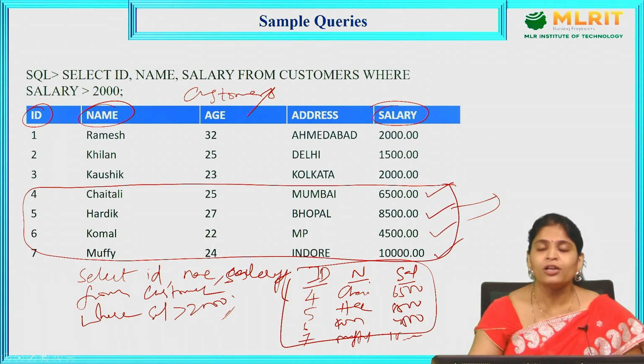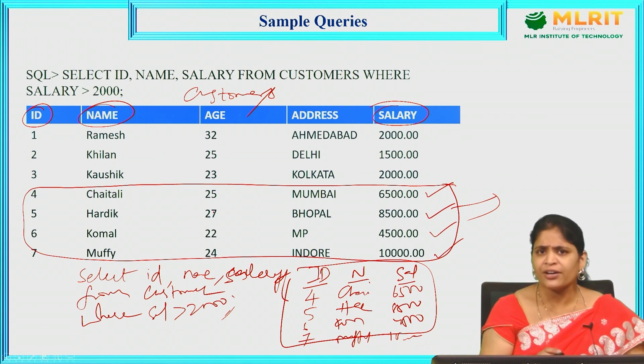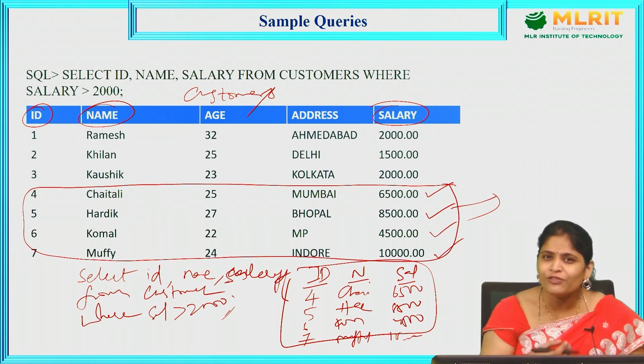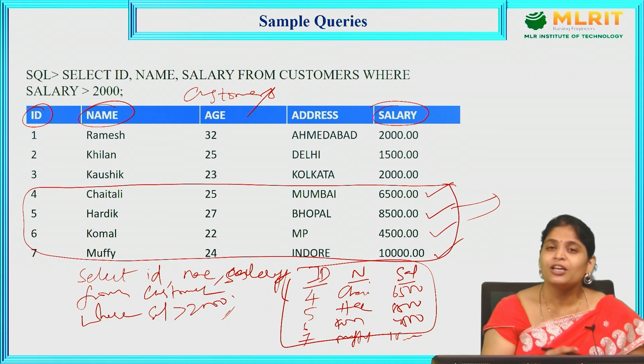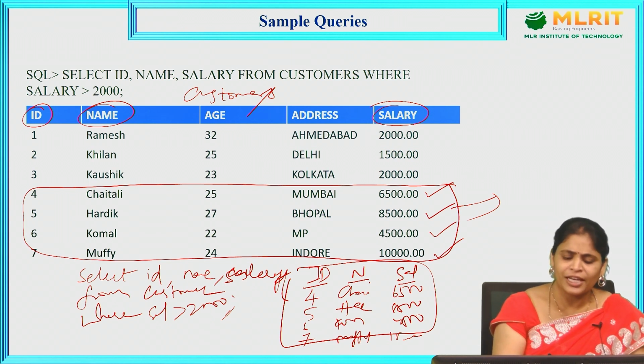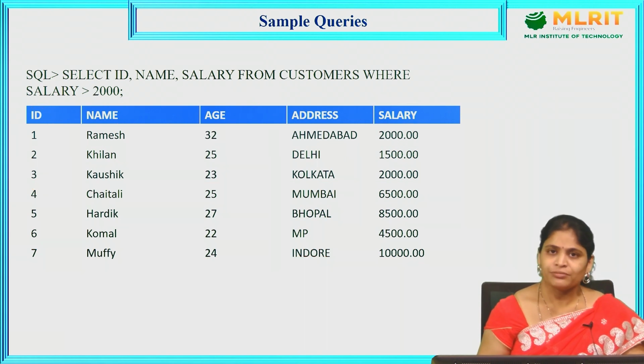If I want to represent the whole information, that means along with the age and address also, then how should I represent it? To display the whole information based upon some condition, we must use asterisk, that is star. Select asterisk from the table name where condition, that is the query we have to write.